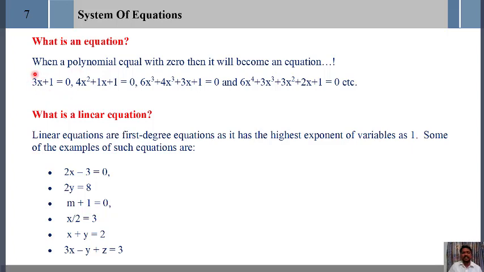What is a linear equation? Linear equations are first degree equations as they have the highest exponent of variable as 1. Some examples of such equations are 2x minus 3 equal to 0, 2y equal to 8, m plus 1 equal to 0, where this equation m plus 1 equal to 0 is an equation in m, and x divided by 2 equal to 6, x plus y equal to 2, 3x minus y plus z equal to 3. You see, in all these types of equations, the highest degree is 1. That is why these types of equations are called linear equations.